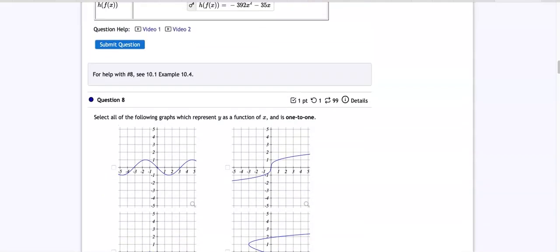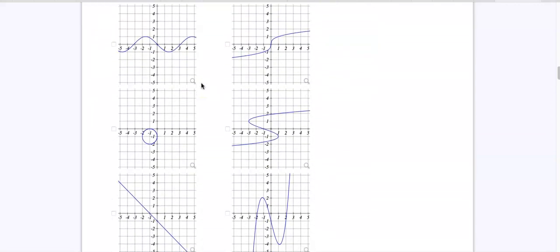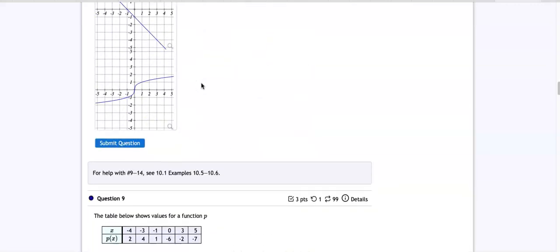If that was a little confusing to you, I recommend that you look at 10.1 example 10.4, which is going to walk you through the same concept again. Perhaps the explanation in the textbook will be a little bit more clear, or else just practice this problem and then see which ones you're getting wrong and why, and refer back to this video.